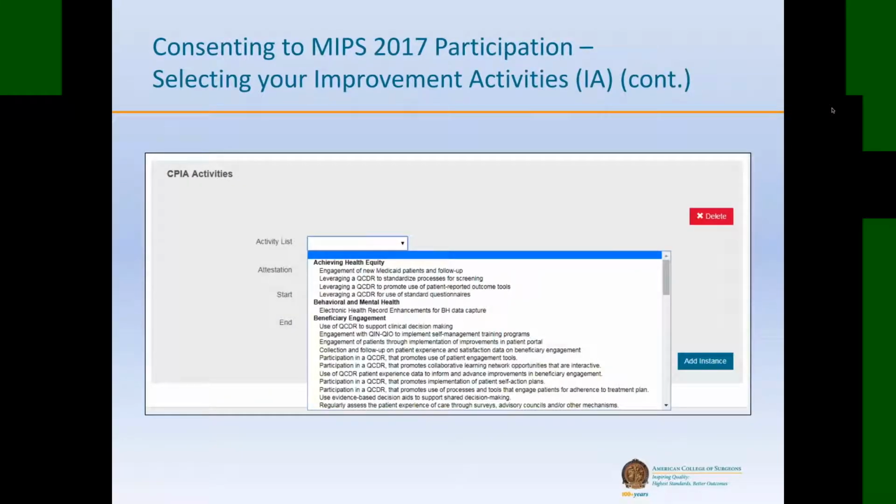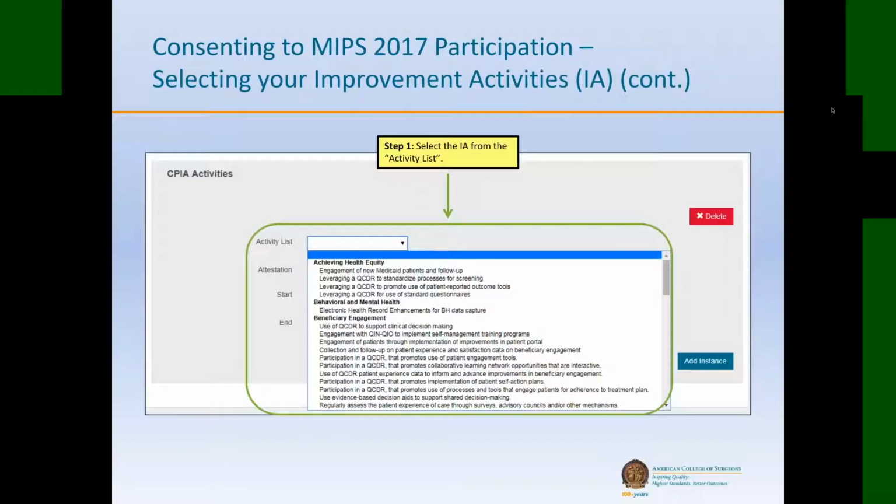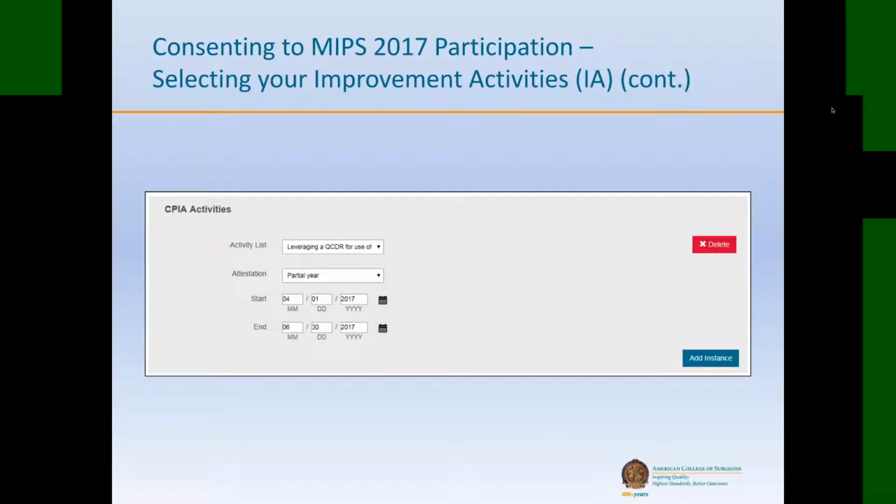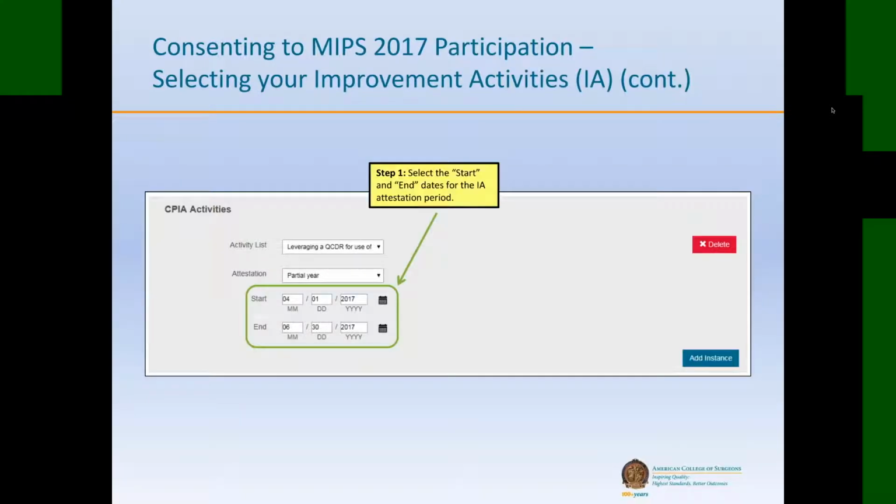When filling out this section, first choose the activity from the activity list. Then, under Attestation, select Partial Year. Then, select the start and end dates for the IA attestation period. Again, all IAs must be attested to for a minimum of 90 days. And as you can see here, I have selected such a period of time.